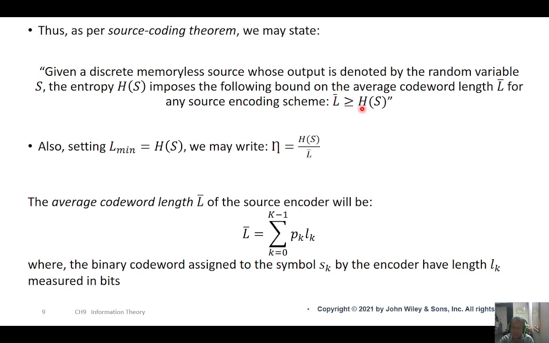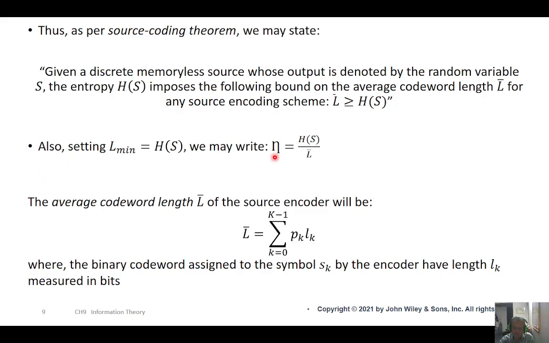L bar has to be greater than or equal to H(S). So whatever length of the code is assigned by the source coder, if you take the average length of that code, that average length at the least will be equal to entropy. Most of the time it will be more than entropy. So we are seeing Shannon's first theorem, where Shannon has given the limit for source coding. This is the limit: the minimum average length of your encoded source code can be H(S), that is entropy.